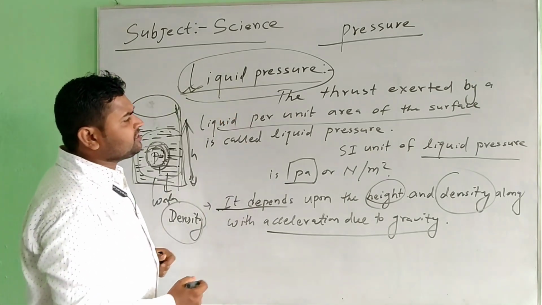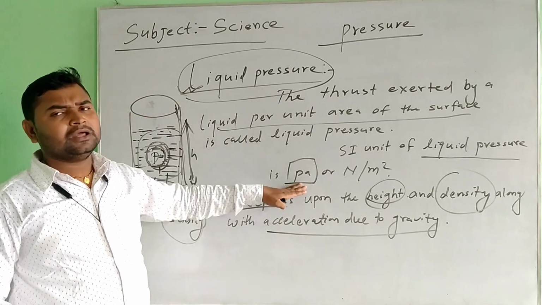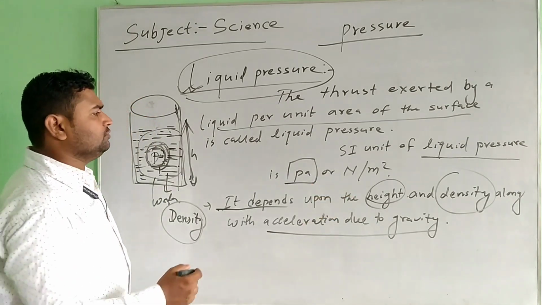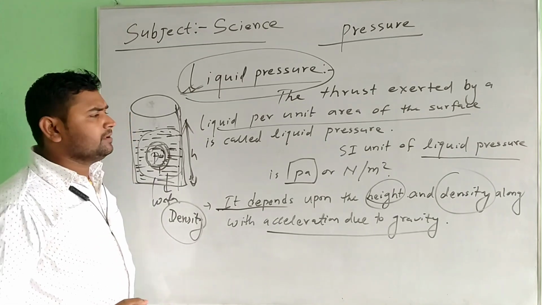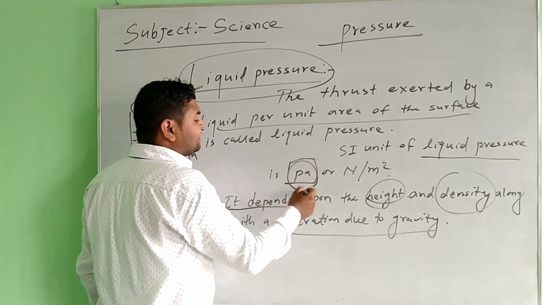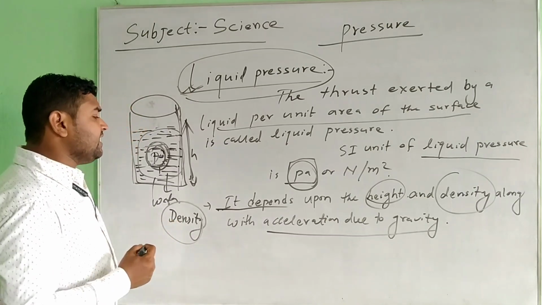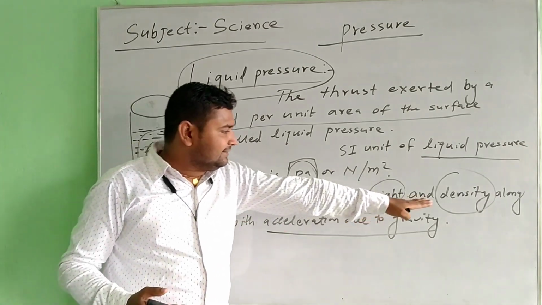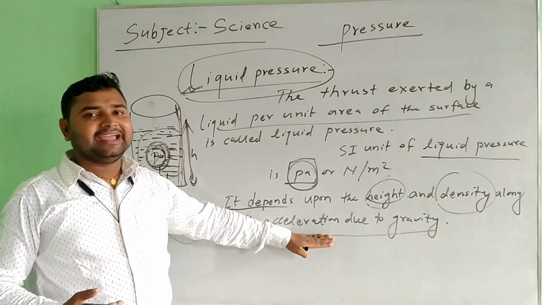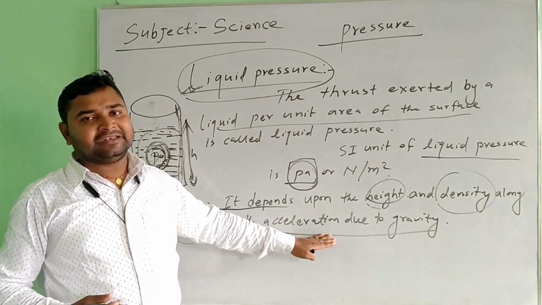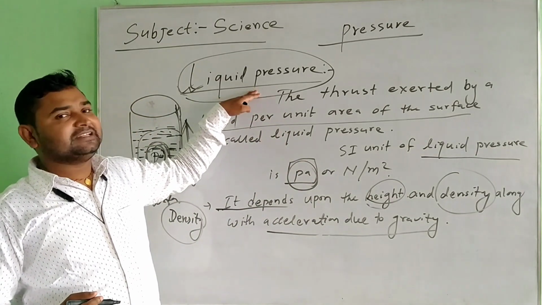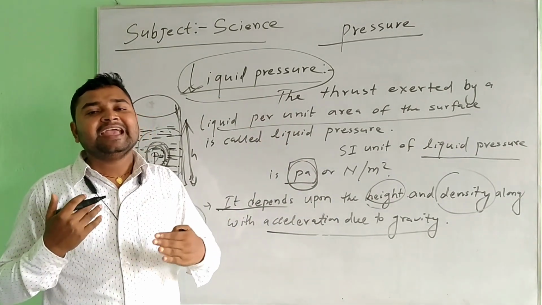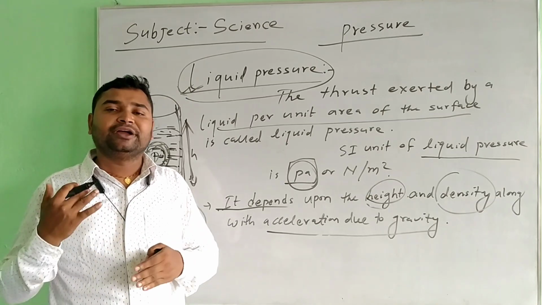The SI unit of liquid pressure is what? Pascal, or Newton per square meter. We can also write it as Pa. It depends upon the height. I already told you: height, density, along with acceleration due to gravity. Liquid pressure depends upon height, density, and acceleration due to gravity.